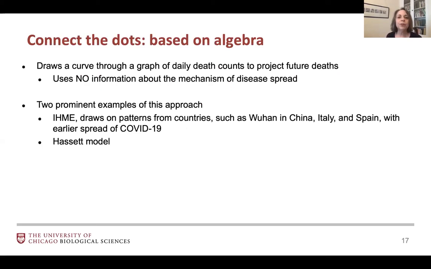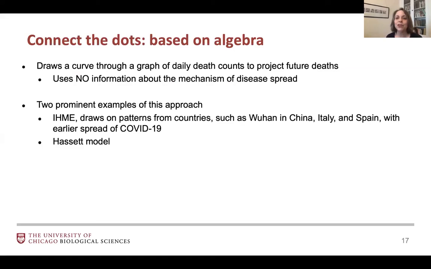It uses no information, what a scientist would call agnostic to, anything about the mechanism of disease spread. You could take the same approach if you were modeling how many times people downloaded a video or, you know, did anything. It doesn't matter what it is. It's a bunch of dots, graph dots.